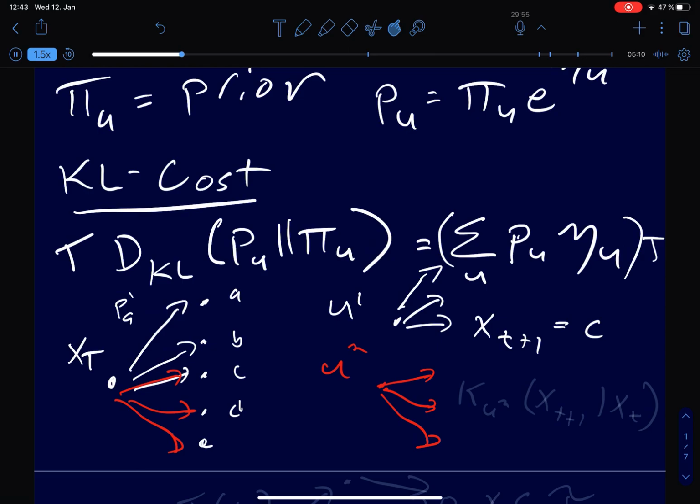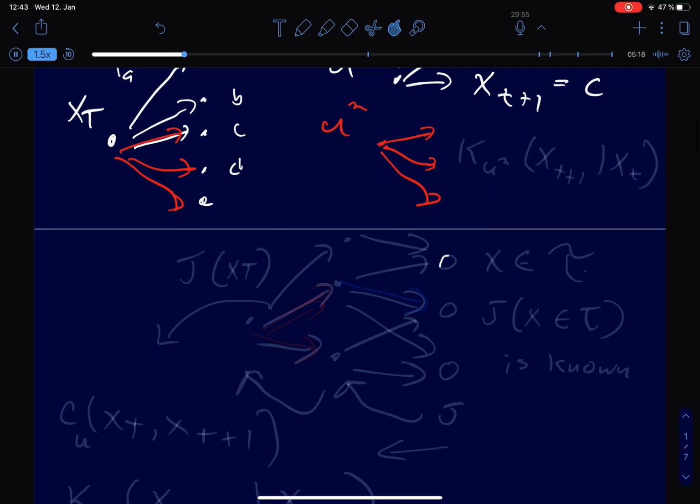Okay, so let's calculate the cost. So in general, we have some terminal states, which I'll denote by these open circles. So these are terminal states, x in the terminal state class. And for these states, we know the cost already. So j of x in the terminal state class is already given to us, is known. So this is just saying at the endpoint of our dynamics, we know where we stand. We know how much cost we have left to take on. Often this is just zero, and all the cost is accumulated over the course of the dynamics.